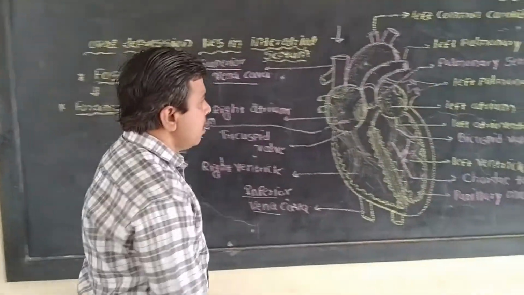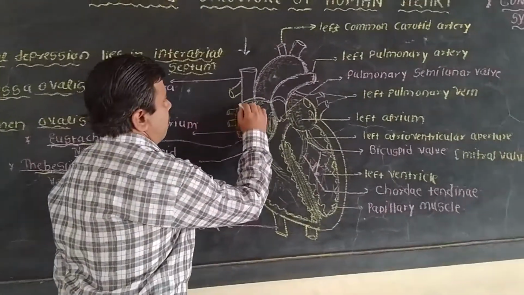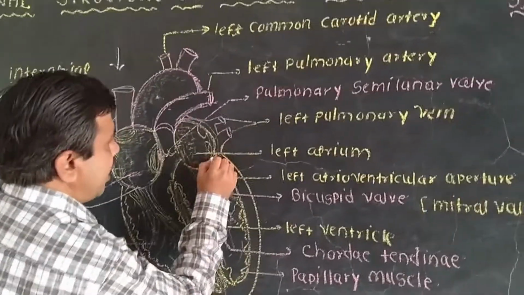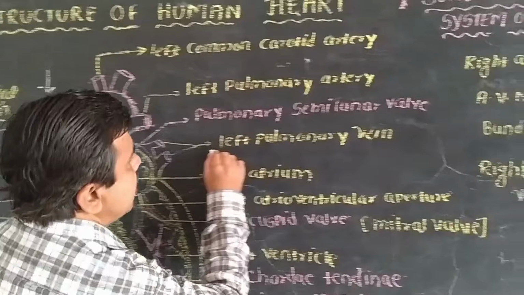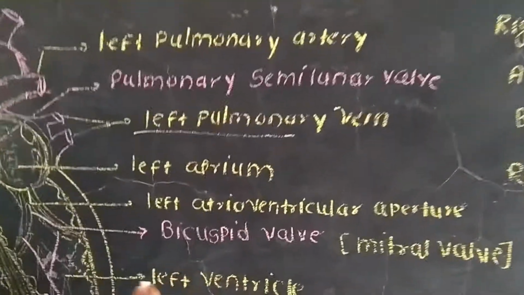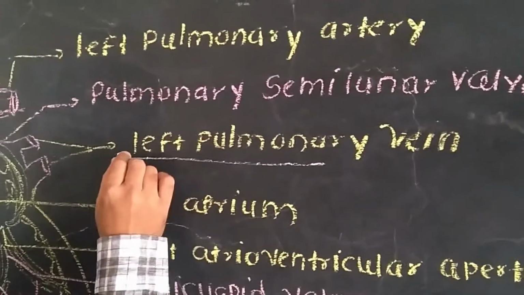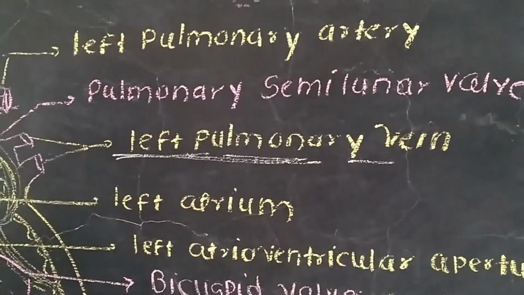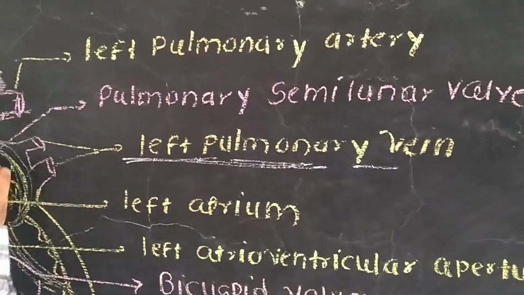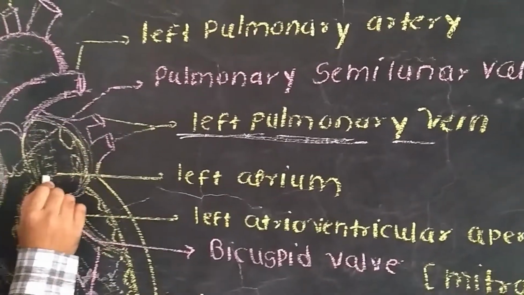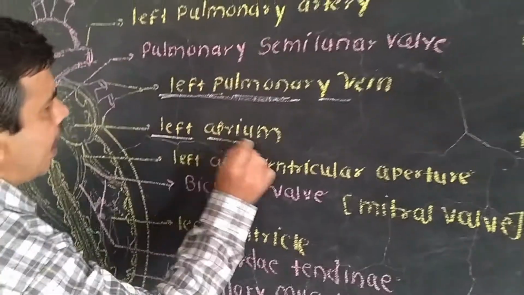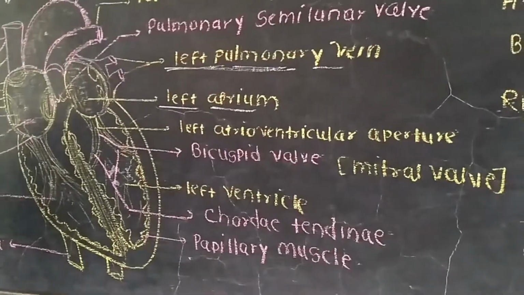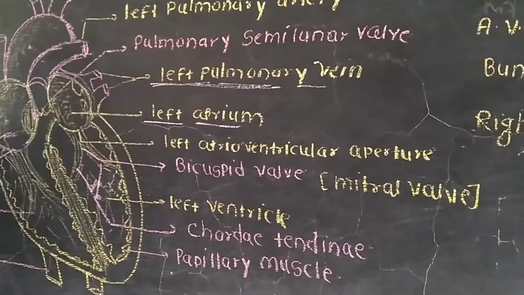Okay. Now here, on the left atrium, there are two pairs of pulmonary veins, the left pulmonary veins and the right pulmonary veins. These open into the left atrium, and they receive the oxygenated blood from the lungs.